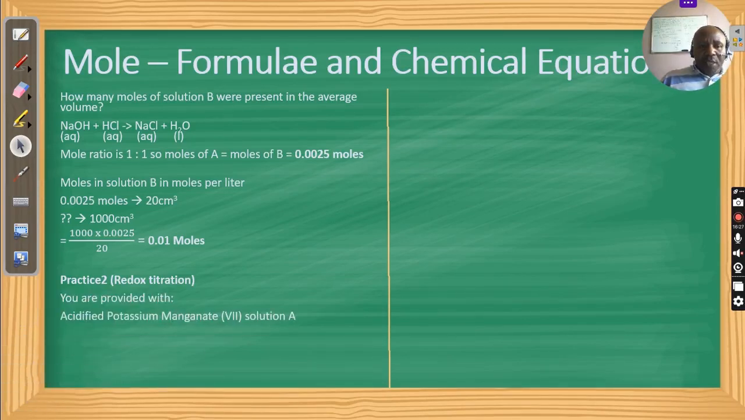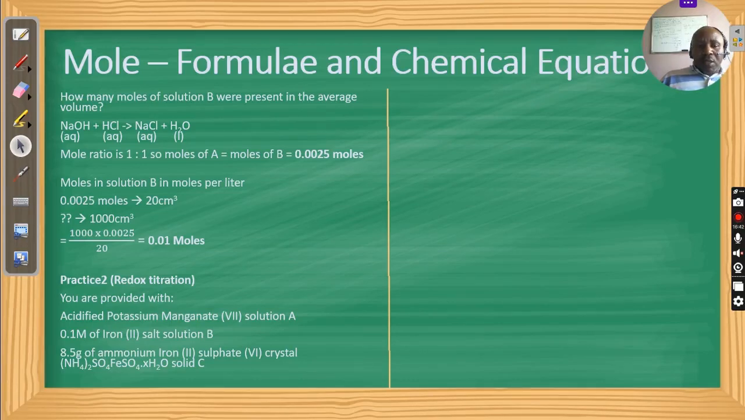In this titration, you are provided with acidified potassium manganate solution A. You are also provided with 0.1 molar iron 2 salt solution B, and you are provided with 8.5 grams of ammonium iron 2 sulfate crystals, whose formula has been given there. You can see there is some X in the formula. When you find there is some X in the formula, that tells you that at some point you'll be told to calculate the value of X. So let us get going.